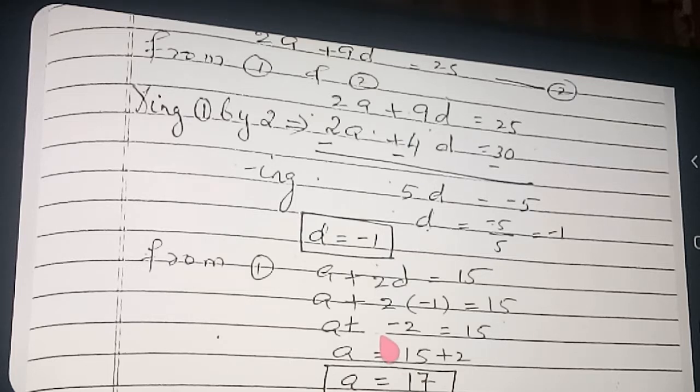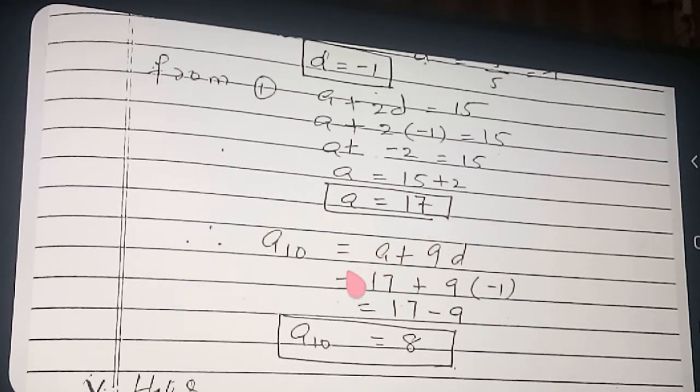Therefore you got the value of A as 17. A, how much did we get? 17. D, how much? Minus 1. Now what is your question? Find out A10. What is the formula of A10? A plus 9D, the short formula.